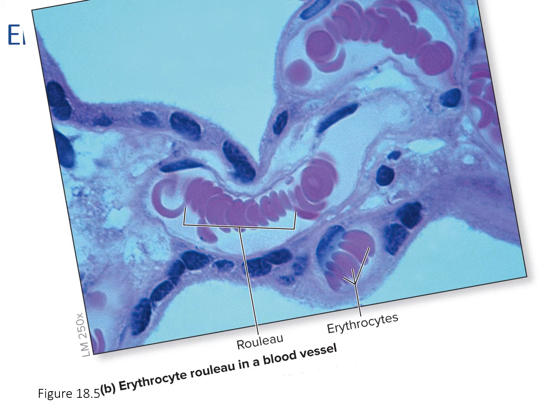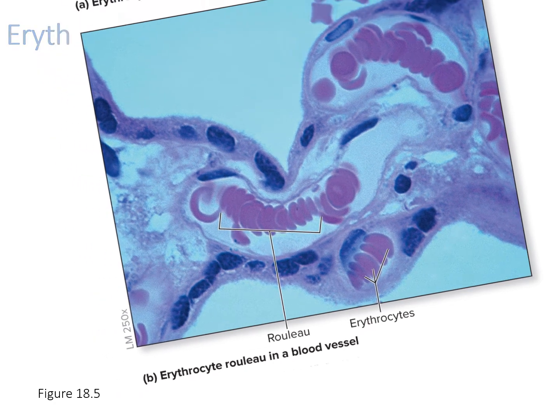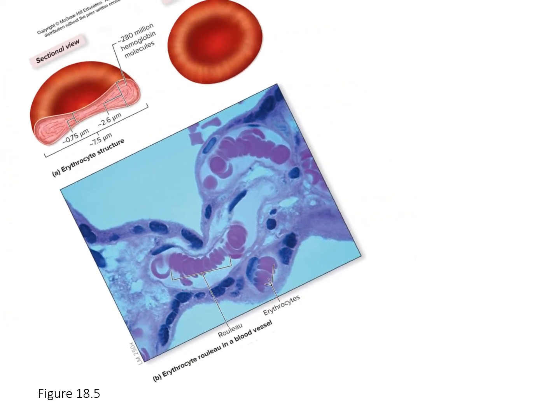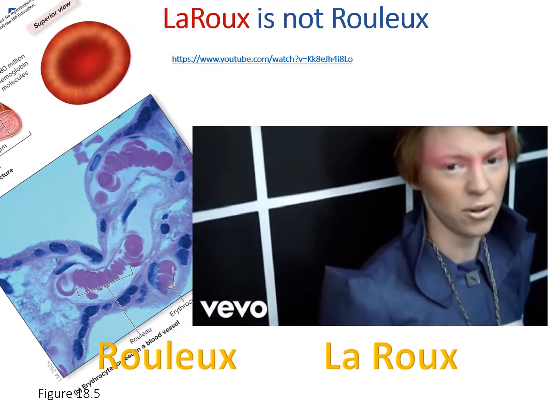That's called rouleau. When the red blood cells stack up like this in the capillaries, it's called rouleau. Not to be confused with le roux, which is totally different. Rouleau is different.